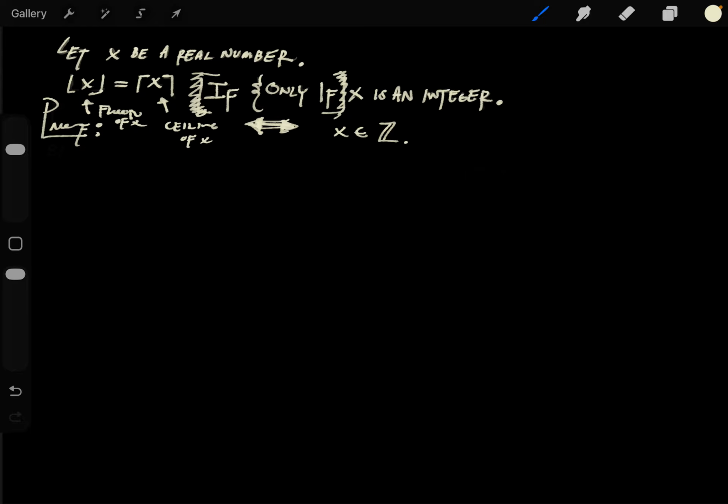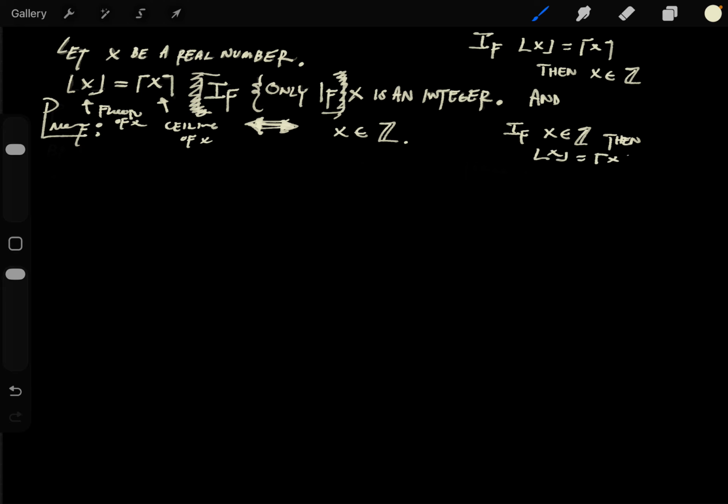So in order to prove an if and only if statement, we need to understand what's actually being stated here. It's two things being stated. It's really two statements in one. It's if the floor of x equals the ceiling of x, then we know x is an integer. Now that's one direction. And the other direction: if x is an integer, then the floor of x equals the ceiling of x.